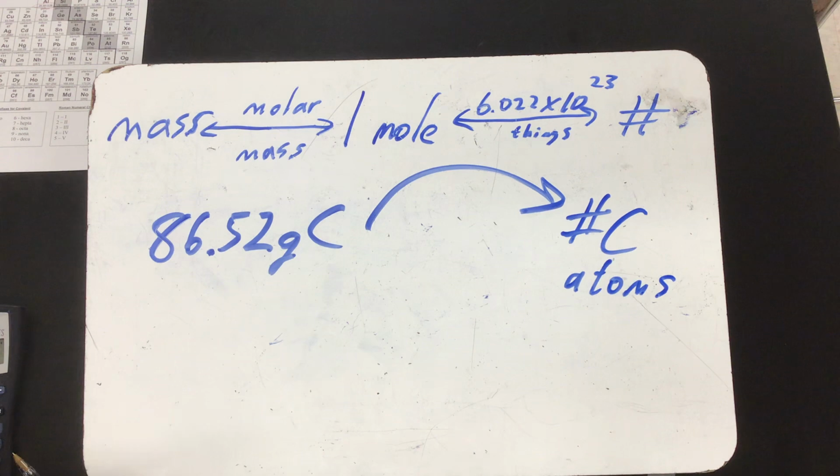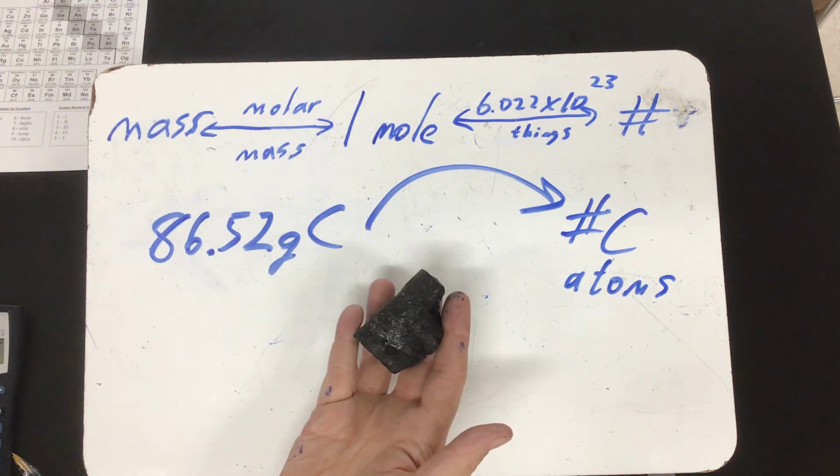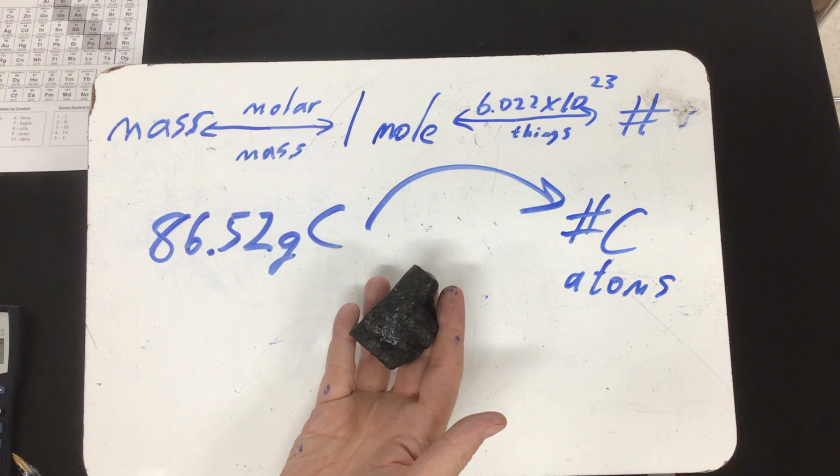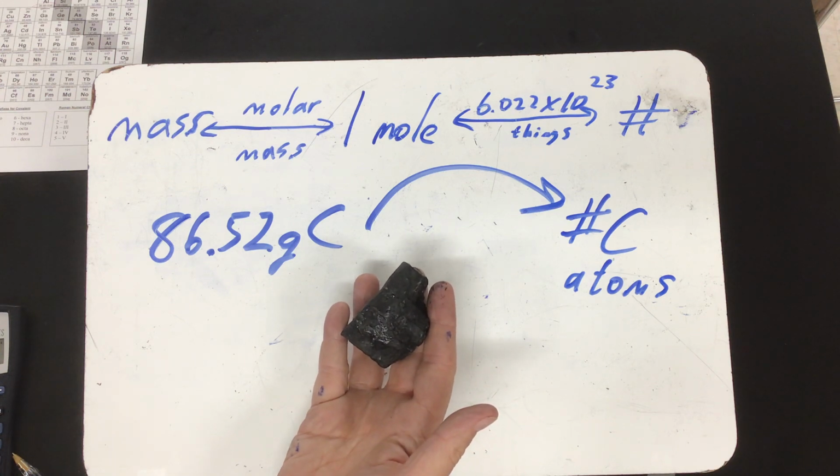Write it on a piece of paper, do it in Notability or something on your iPad. Show me your work, show me how many carbon atoms you have, take a photograph of it, and submit that photograph on Canvas where it says, and that's all you have to do today, is tell me how many carbon atoms are in this 86.52 gram sample of carbon.